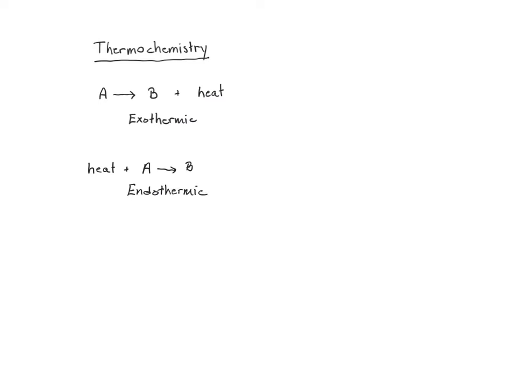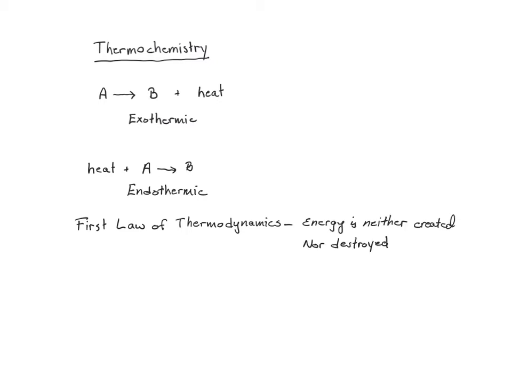Okay, now how do we explain this? Well, in order to truly understand why these two types of processes happen, we need to understand a basic principle of the universe that we call the First Law of Thermodynamics. And what this law tells us is that energy is neither created nor destroyed. Okay, so overall what this is telling us is that energy can change forms. Okay, but it can't just simply go away.